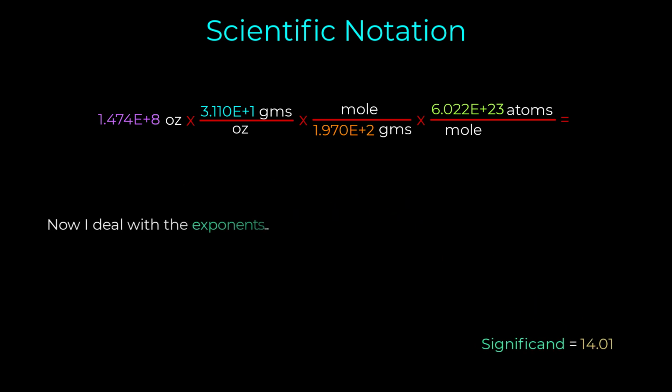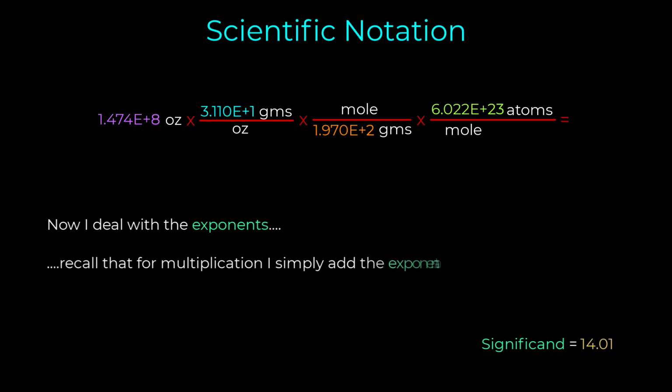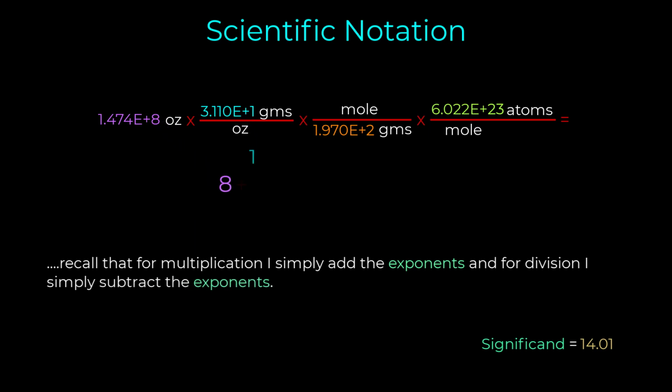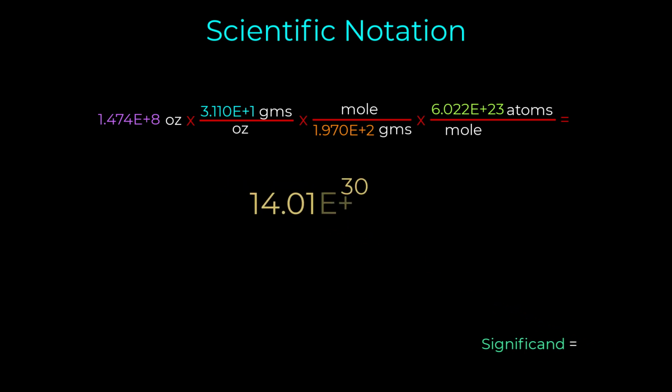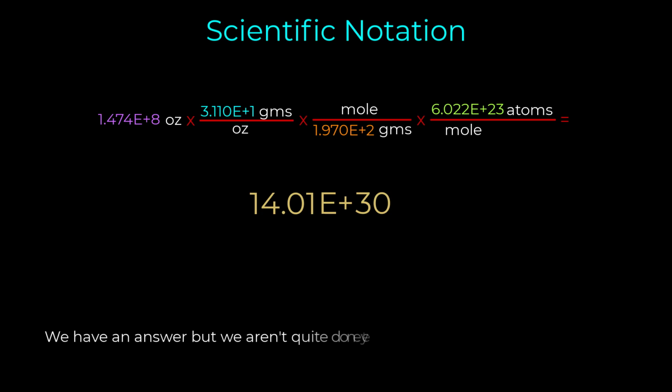Now I deal with the exponents. Recall that for multiplication I simply add the exponents, and for division I simply subtract the exponents. So 8 plus 1 plus 23 minus 2 is 30. My answer is 14.01 times 10 to the 30th power. We have an answer, but we aren't quite done yet.